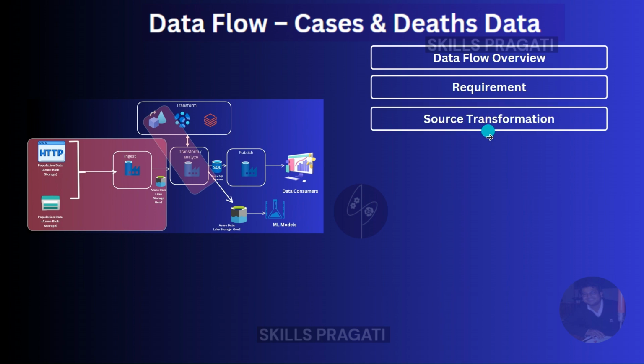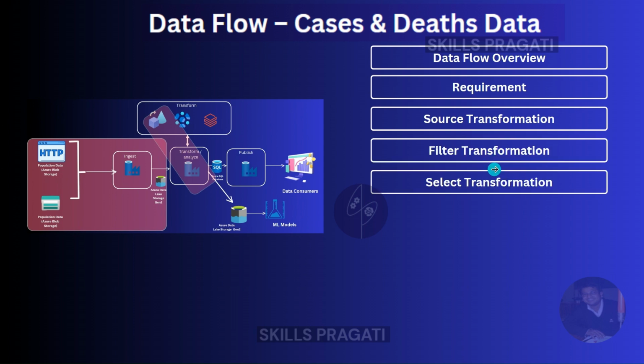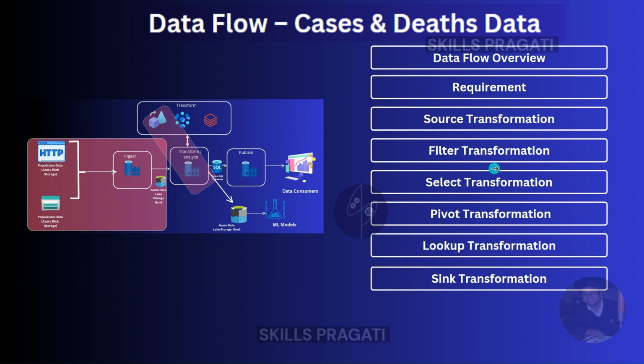Then we'll create a data flow with a number of transformations such as source transformation, filter transformation, select transformation, pivot transformation, lookup, and sink transformations. This data flow will help implement our transformation requirements. We'll then create a pipeline to execute this data flow.